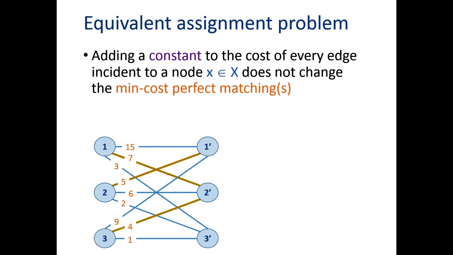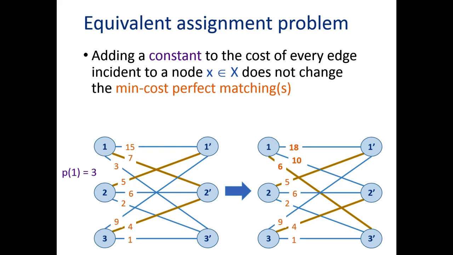Here's an observation. Let me take a node here, say node 1, and let me add a constant to the cost of every edge that is incident to 1. So 3, 7, 15, I'm going to add the same constant to each of these numbers. I'm going to call that the price of node 1. So let's say P of 1 is 3. I'm going to add 3 to all these numbers, so they become 15 plus 3, 18, 7 plus 3, 10, and 3 plus 3, 6.